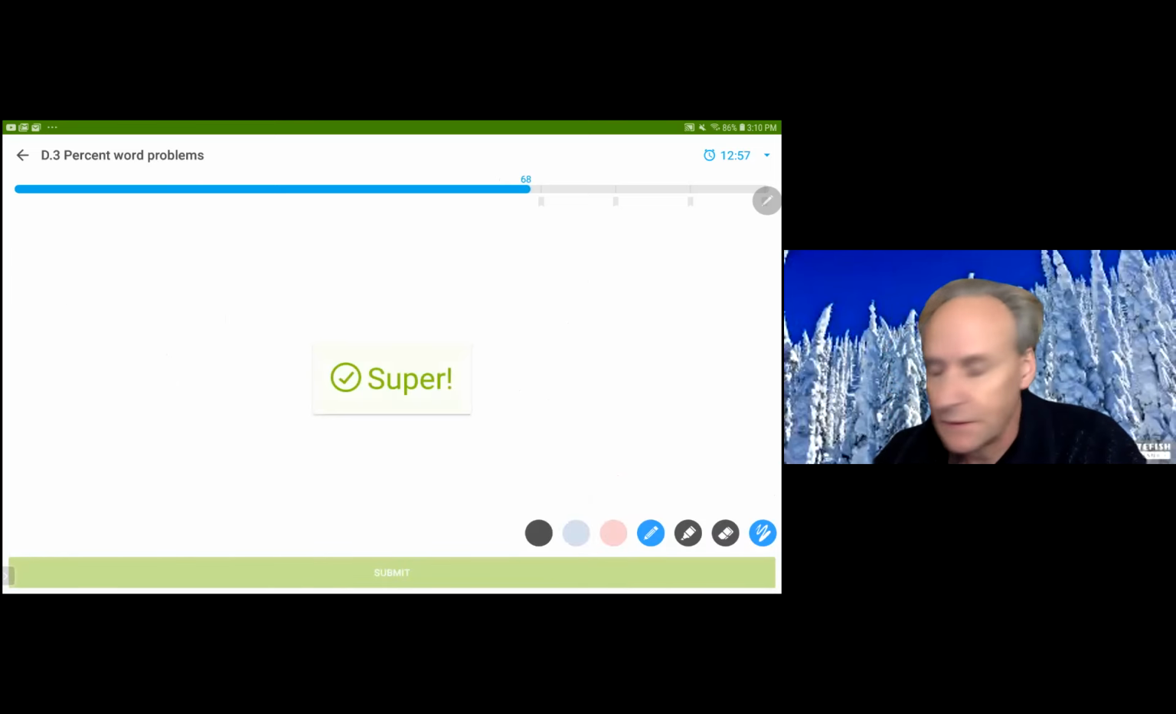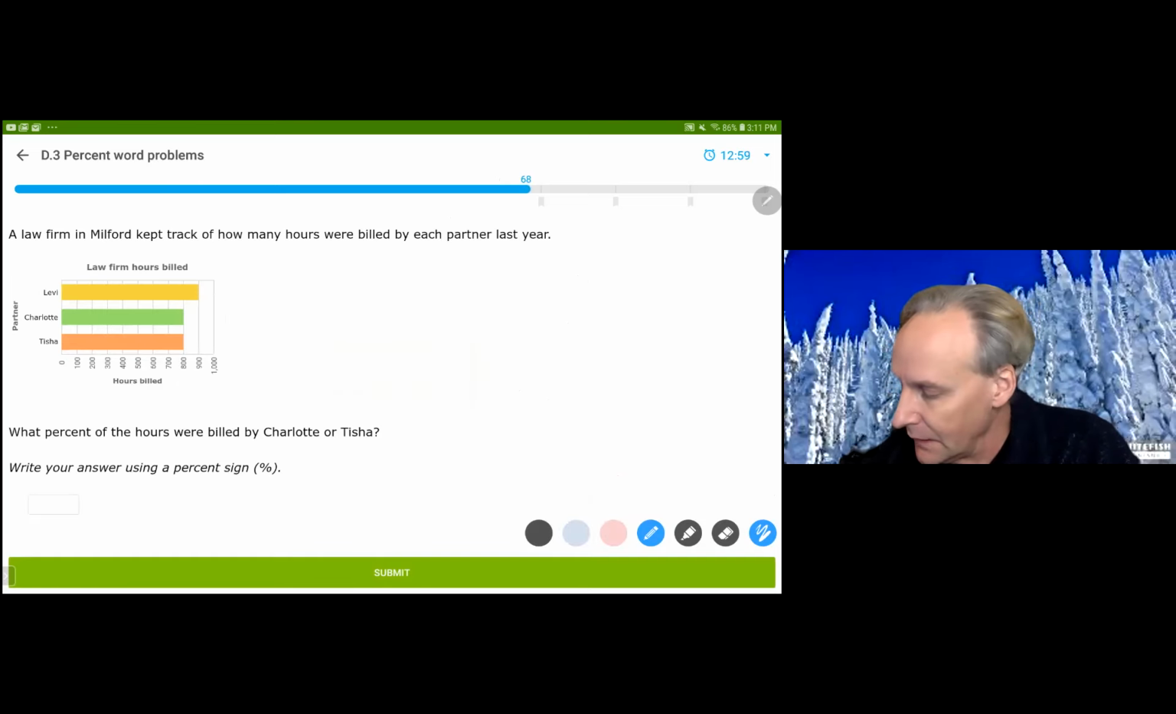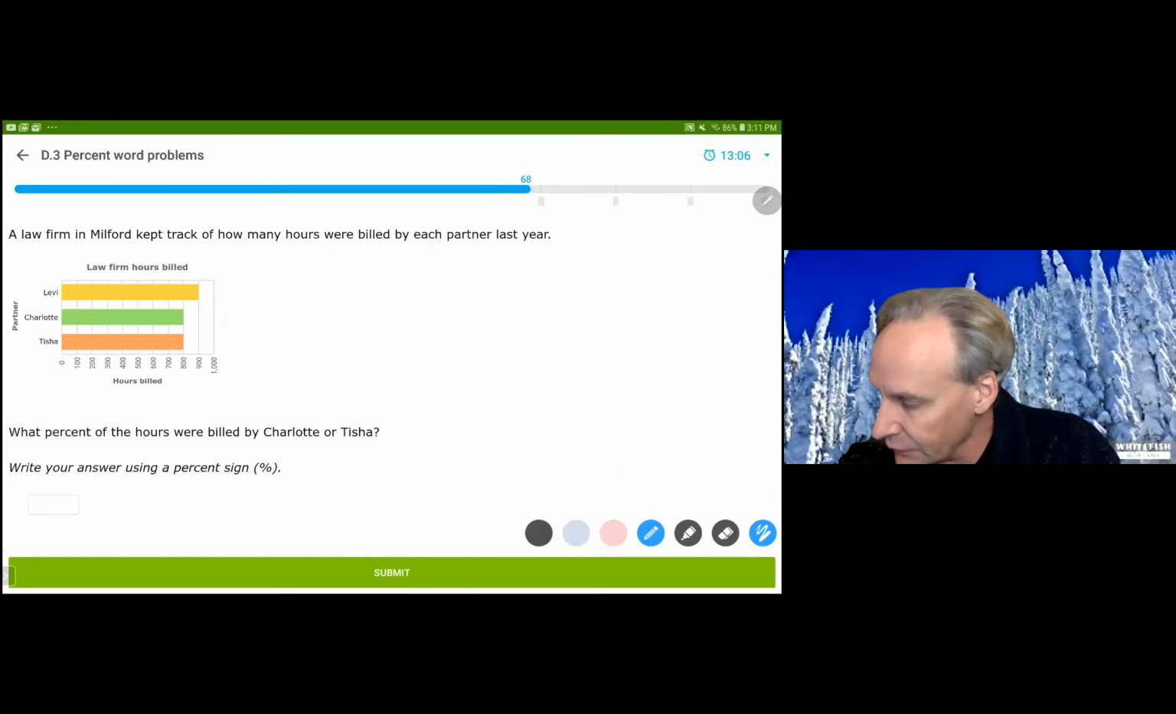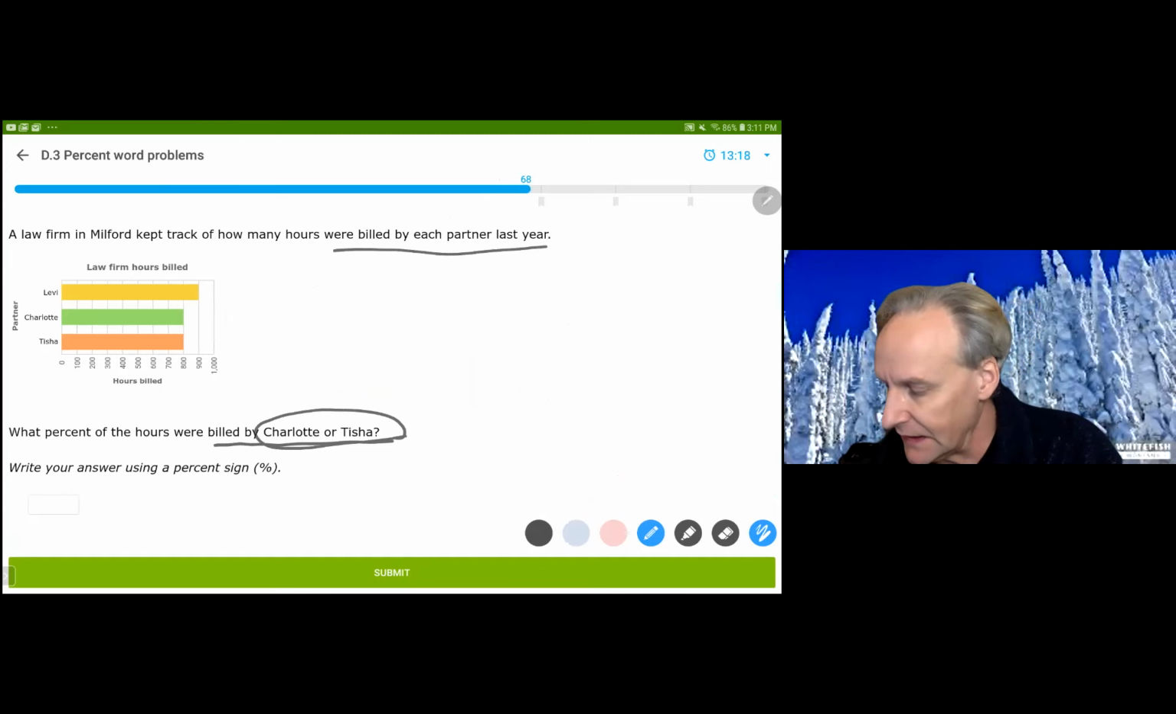Let's see if we can simplify this one down for you. Okay, let's do the total before we do anything else. It says, a law firm, how many hours were billed by each partner last year? What percent of the total hours were billed by Charlotte or Tisha? So we have to add them together, because Charlotte and Tisha each did 800, that's 1,600. Now the total happens to be 2,500, isn't it?